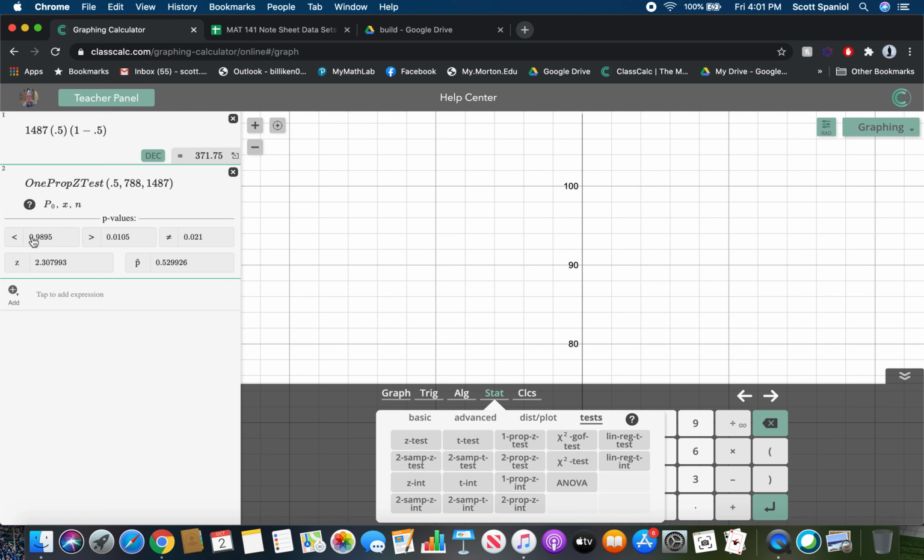And then we get the values for less than, greater than, and not equal to. And we pick the one that fits the situation we're in. So in this case, we're doing greater than, right, is our alternative hypothesis. So that's the middle one. So our p-value equals 0.0105.